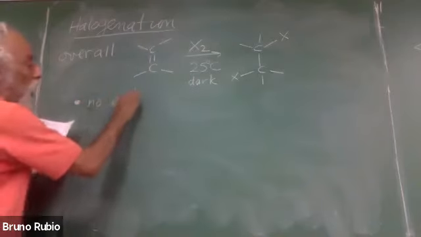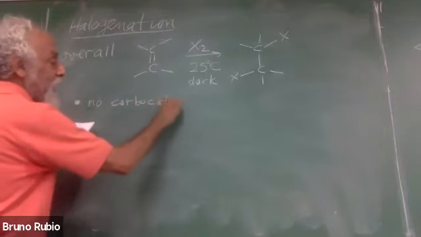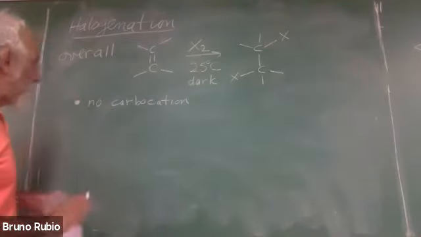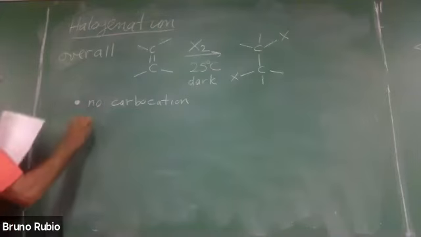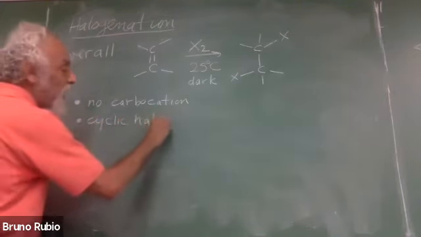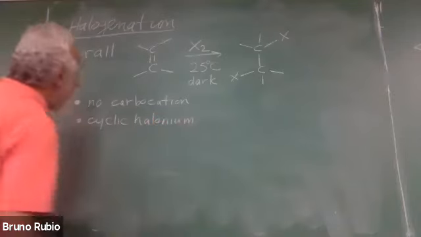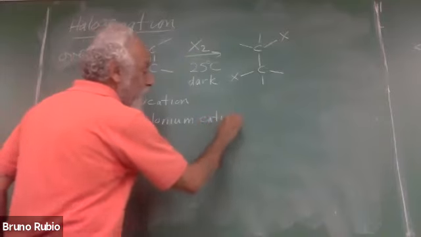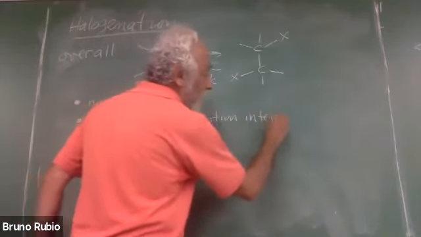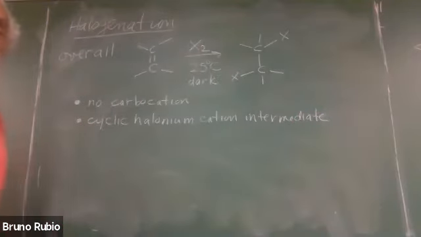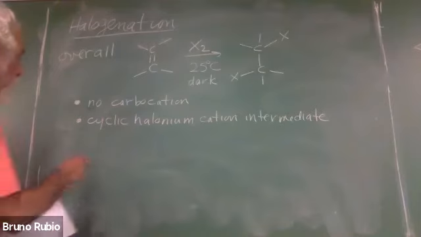No carbocation intermediate. This is not a carbocation reaction. We will not see any rearrangements. Instead, we have a cyclic halogen cation intermediate. What is that? We'll unpack all of that.